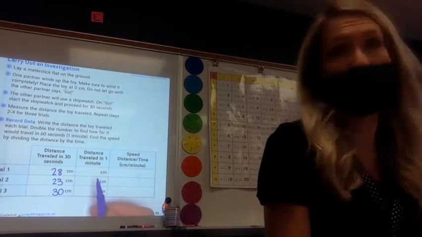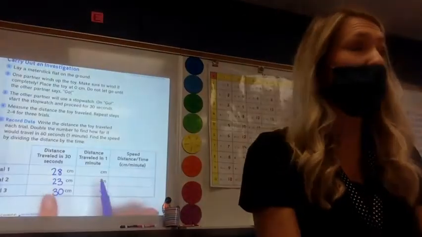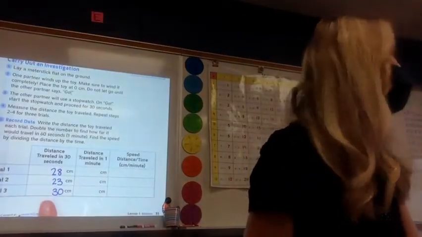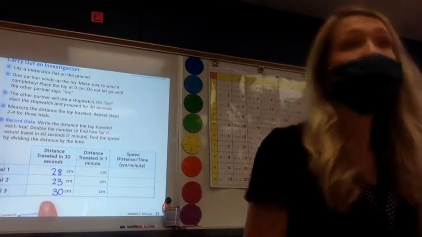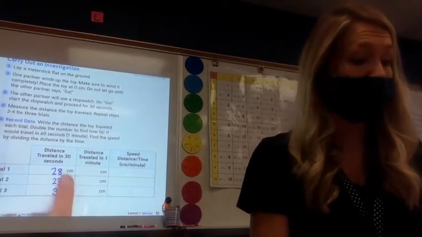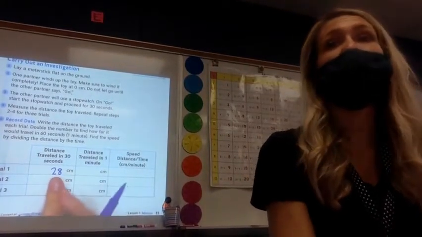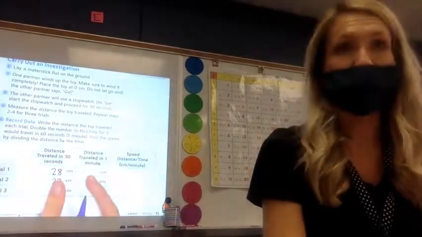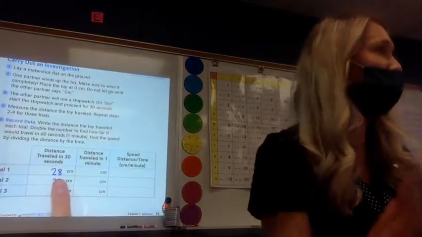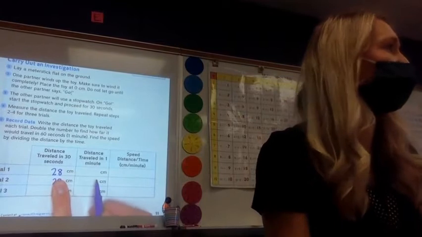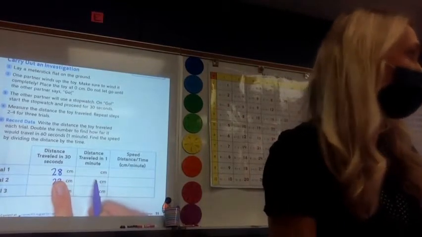Distance traveled in 1 minute. We didn't do it for 1 minute, but we did it for 30 seconds, which is half of 1 minute. So what you are going to do is take your time and double it to get your 1 minute. Doubling it means I take the number and add it to itself. So to find out how far it traveled in 1 minute, I do 28 plus 28.